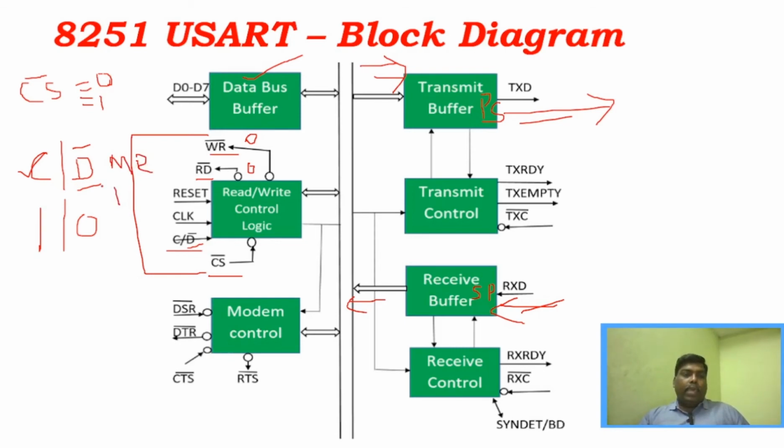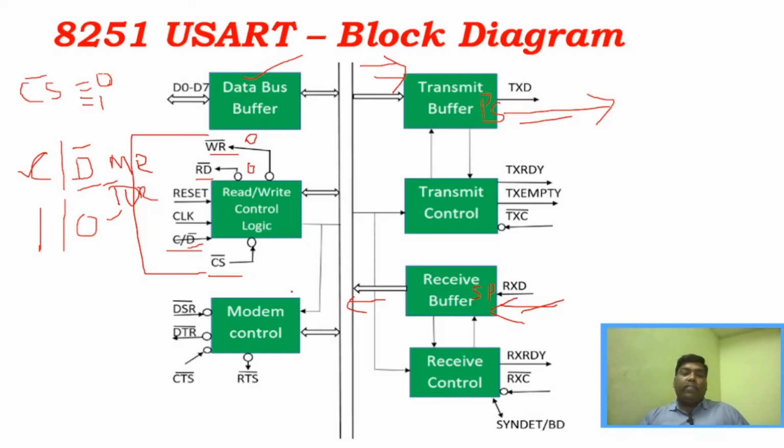And this read signal is interfaced with the memory read or IO read of the microprocessor. It will be interfaced with the memory read signal or IO read signal, depending upon how it is interfaced. And similarly, this write pin is interfaced with the write pin of the microprocessor. It can be memory write or IO write, right?